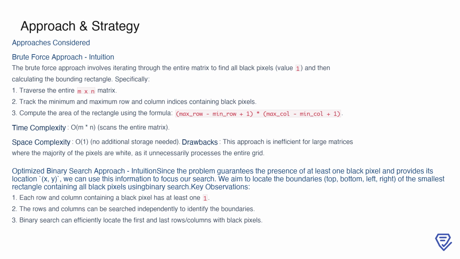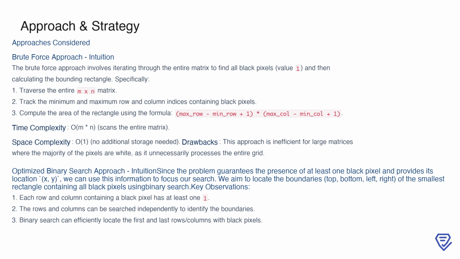While this method requires no extra storage and is simple to implement, it is computationally expensive for large matrices, as it unnecessarily processes every cell, even when most of the matrix is white. This inefficiency makes it impractical for sparse datasets. To address these limitations, we explored an optimized approach using binary search, leveraging the given black pixel's location to minimize the search space. The key idea here is to focus only on the rows and columns containing black pixels, rather than scanning the entire grid. This method is significantly more efficient, especially for sparse matrices, as it reduces the processing to just the relevant areas of the grid.